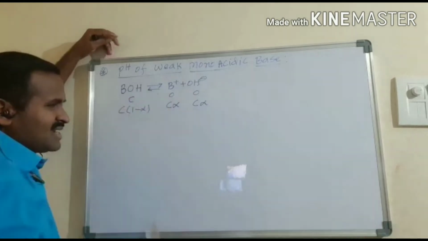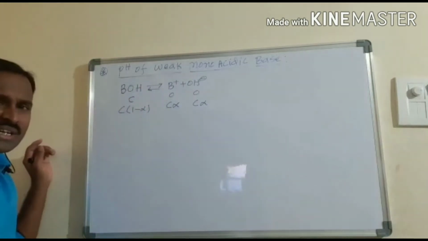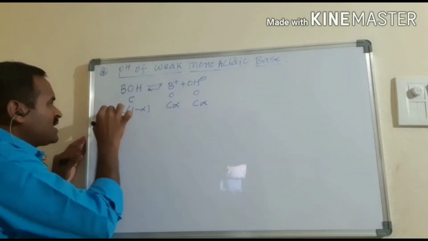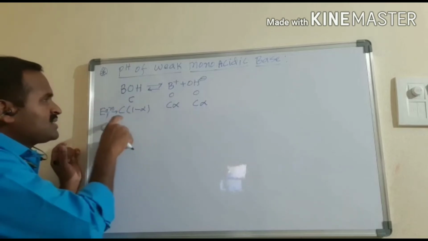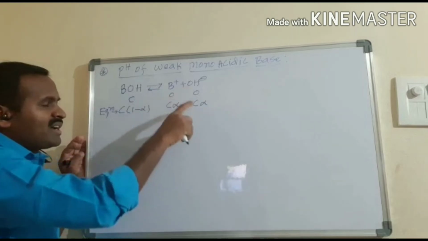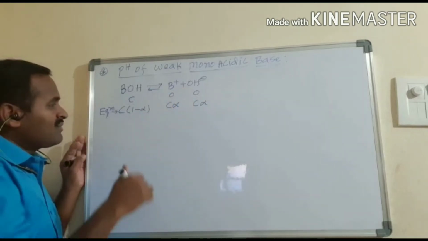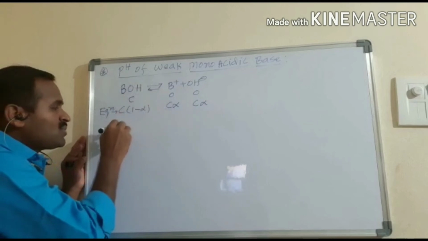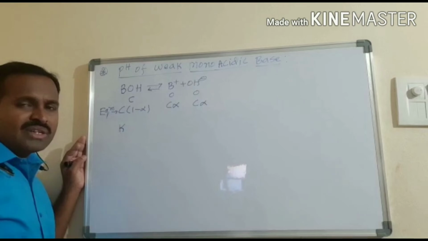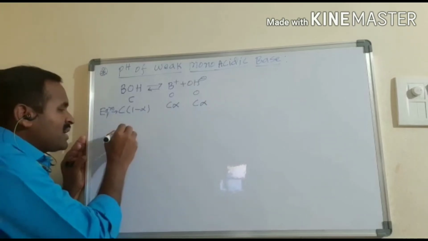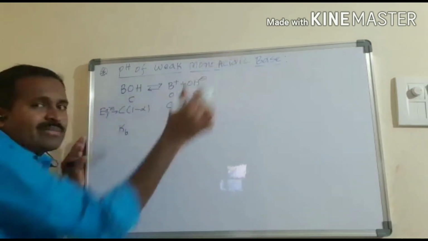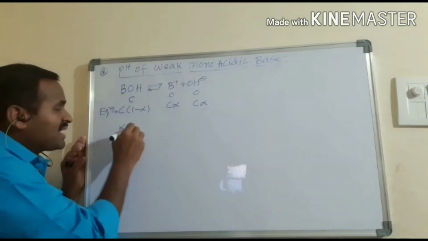Already we have seen, we get C alpha by subtracting. At equilibrium, the BOH concentration is C into 1 minus alpha, B plus is C alpha, and OH minus is also C alpha. This is an ionic equilibrium. Now you can apply the law of mass action according to the equilibrium constant definition. I am writing the equilibrium constant for the weak monoacidic base, so I write Kb here.